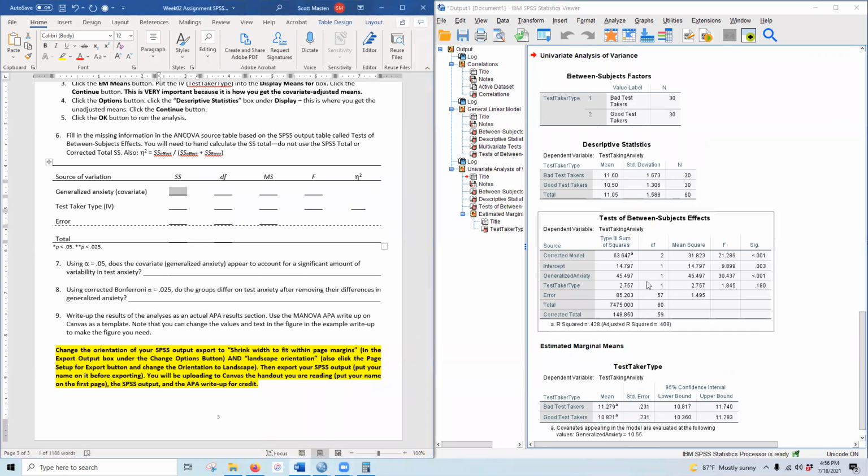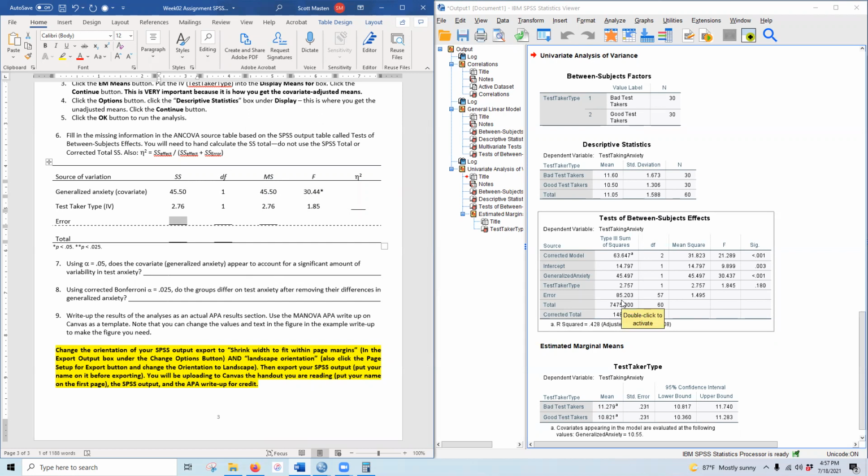Our sum of squares for generalized anxiety, our covariate, is 45.497, so 45.50. Degrees of freedom for that is 1. Mean square is also 45.50. Our F value is 30.44. Is that less than 0.05? You bet it is. It gets a star. No eta squared for that. For test taker type, it's 2.757, so 2.76. Degrees of freedom is also 1. Mean square is also 2.76. Our F value is a tiny 1.845, so 1.85. No double star for you, but we do have to figure out eta squared in a sec.